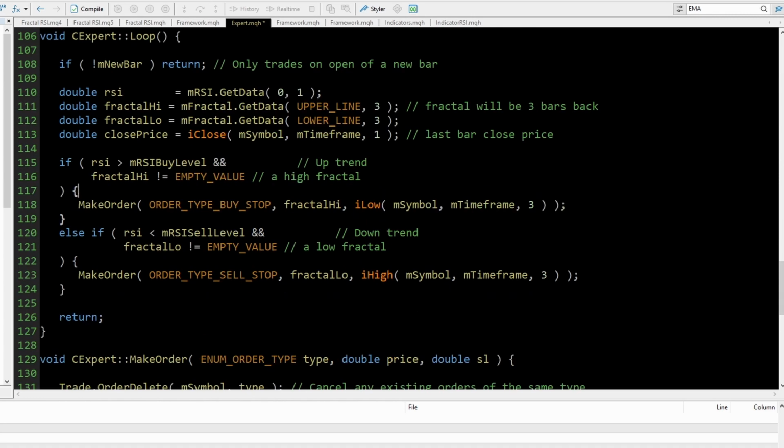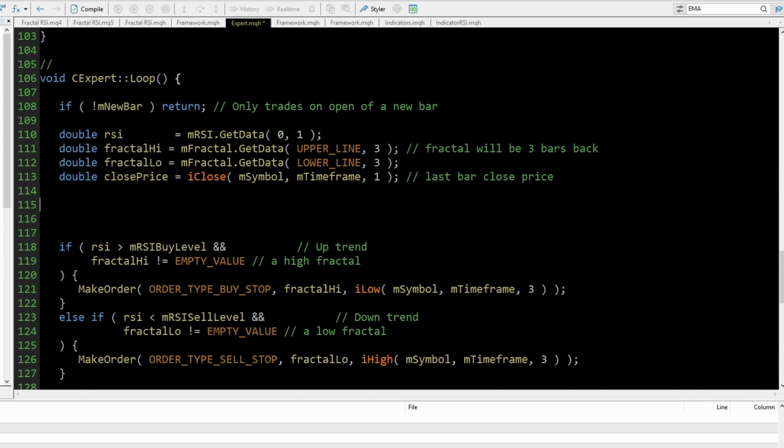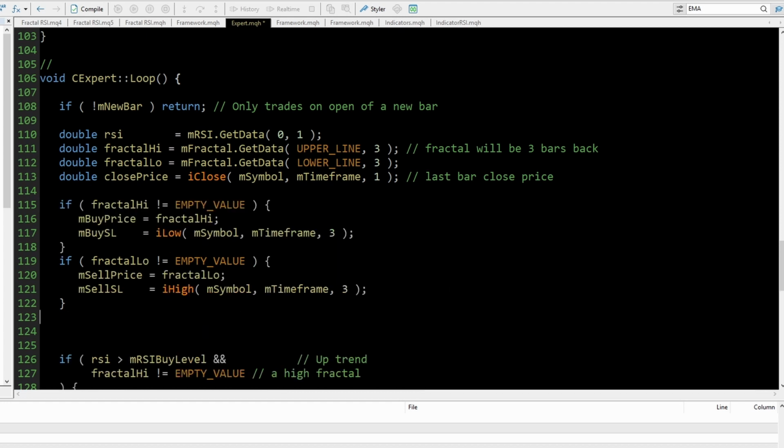And now the order of logic in here will change quite a bit. I'll just leave the original code in here, put a couple of spaces in there and show the new code as I create it. So first I'm saying if the fractal high is not equal to empty value. The fractal indicator will return an empty value if there is no fractal, and it will return an actual value if we get a fractal high or a fractal low. So if the fractal high is not empty value, then it means I've had a new fractal high, and I'm only looking at these at bar number 3. I mentioned this in the last video, so you should go back and see why I'm looking at bar number 3 for the fractals. If I have a new fractal high, then I simply say the buy price is the fractal high and the buy stop loss is the low of bar number 3, which is where I had the fractal.